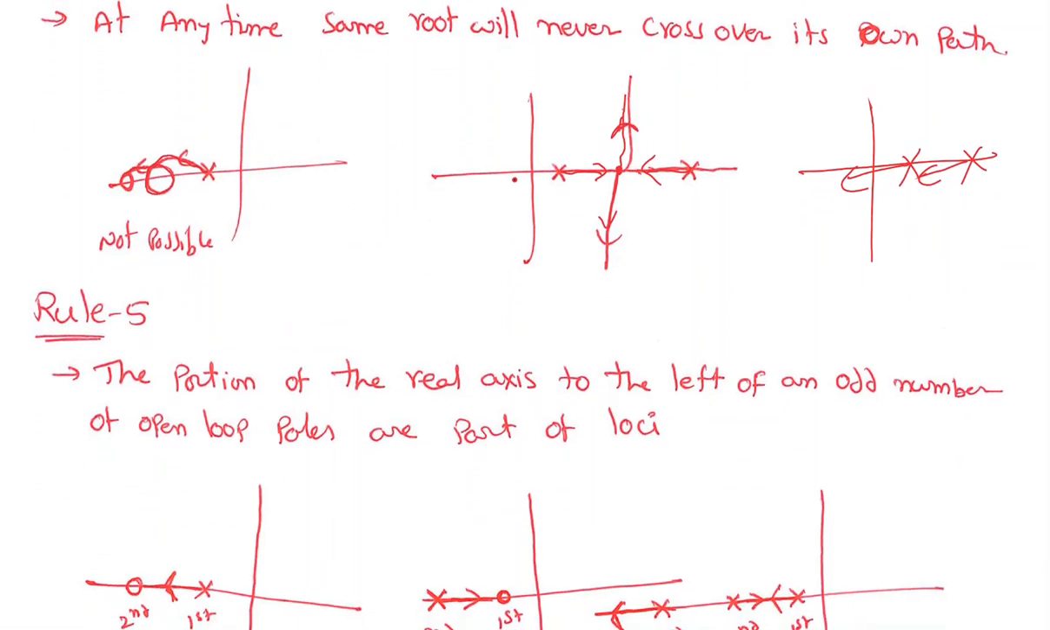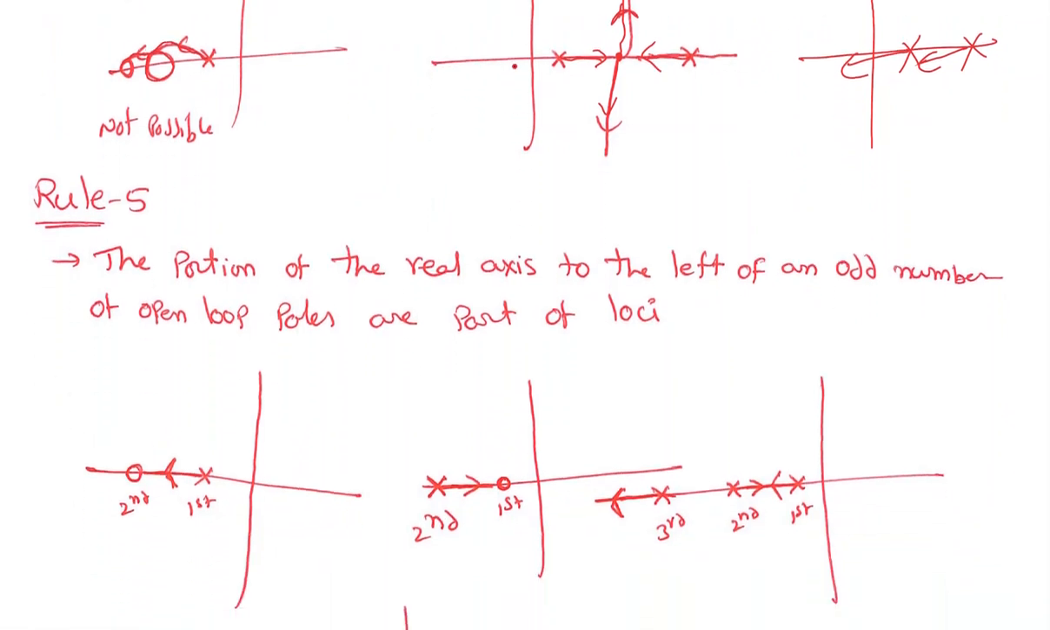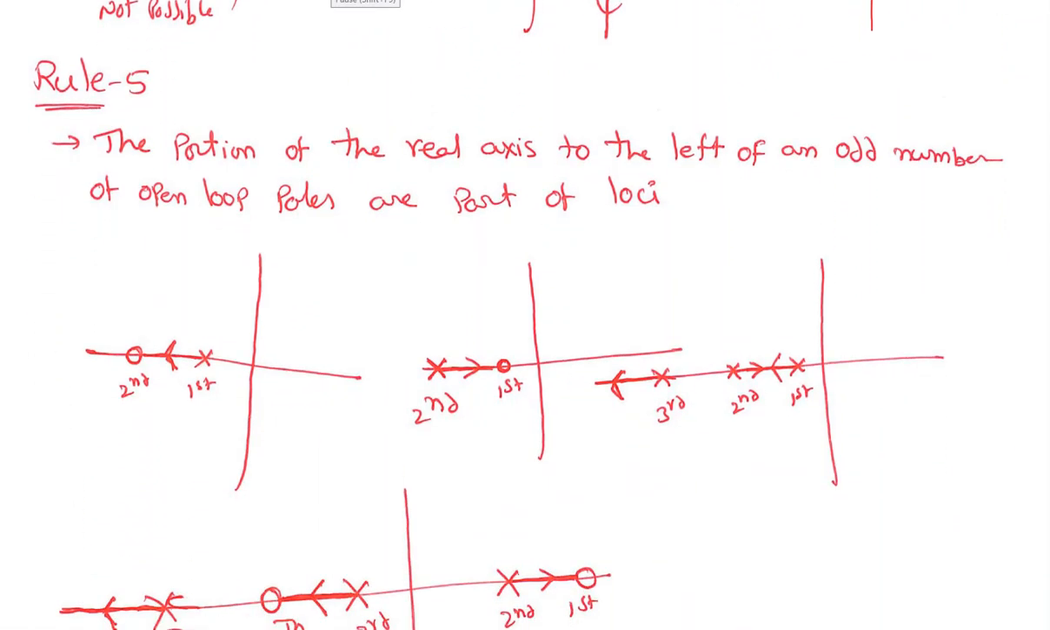The portion of the real axis to the left of an odd number of open loop poles and zeros is part of the locus. So basically, you start from here and walk towards the left. If you see an odd number of poles and zeros, there will be locus. With an even number of poles and zeros, there won't be any locus. Walking in this direction towards the left, this is one pole. It doesn't matter whether pole or zero. That's one, which is odd, so definitely you will end up having locus.